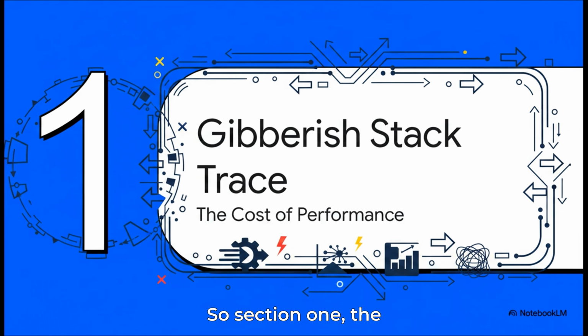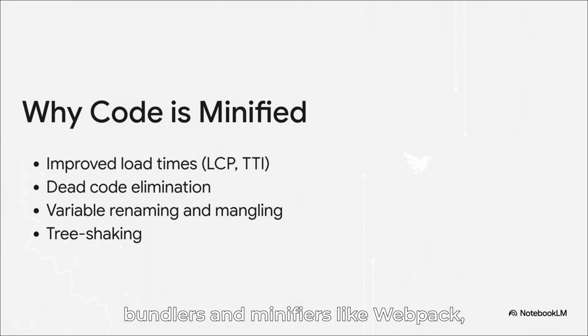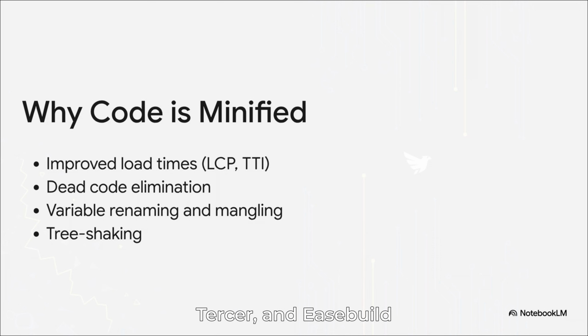So, Section 1, the gibberish stack trace. Let's talk about the cost of performance. You know, the code you actually write using high-level abstractions like TypeScript, React JSX, or ESNext is rarely the code that actually runs in your user's browser. Aggressive optimizations from bundlers and minifiers like Webpack, Terser, and esbuild are absolutely essential.